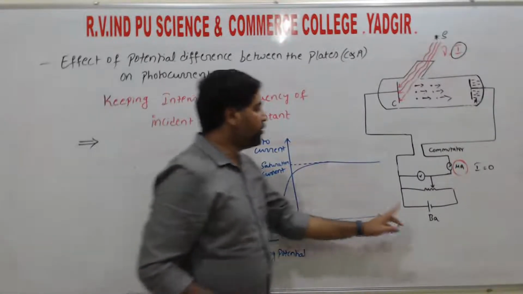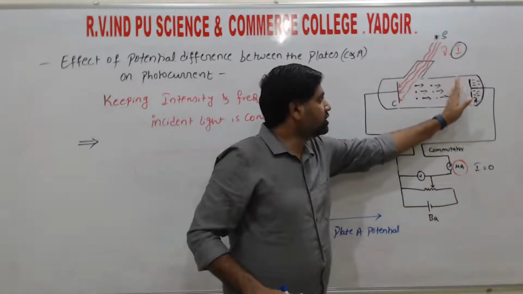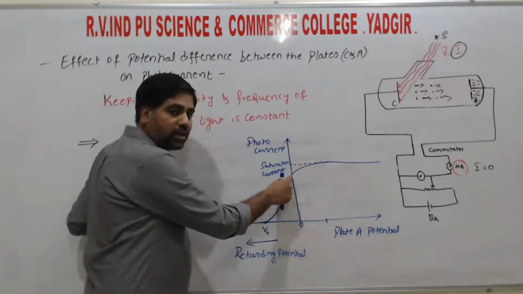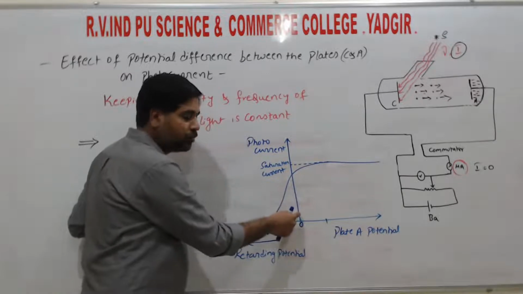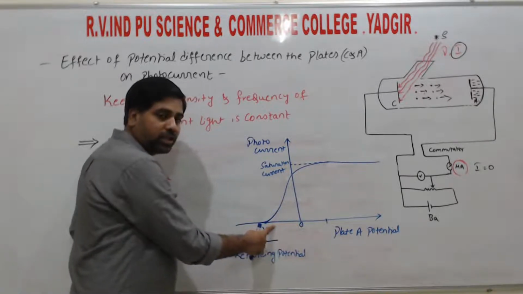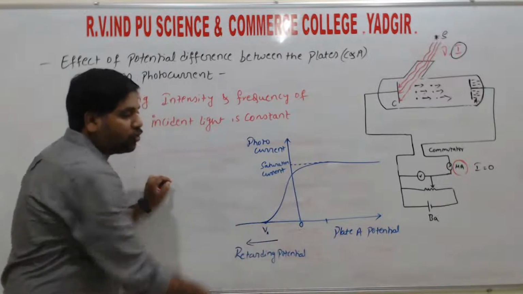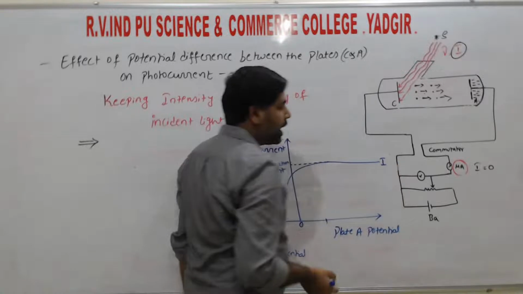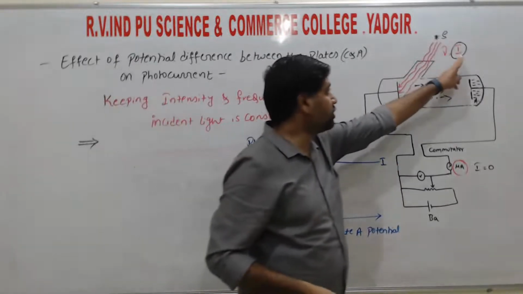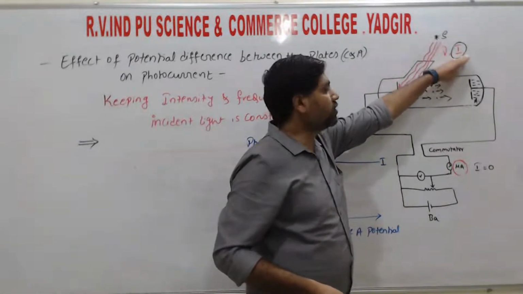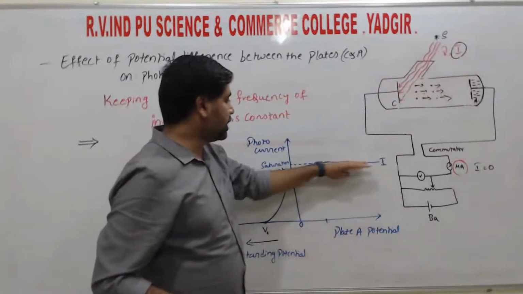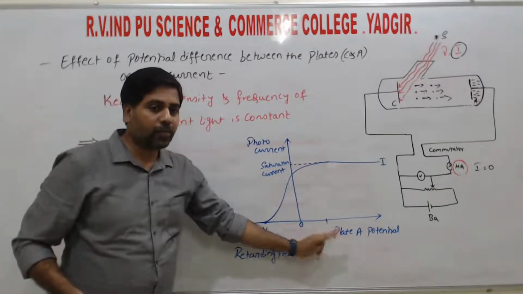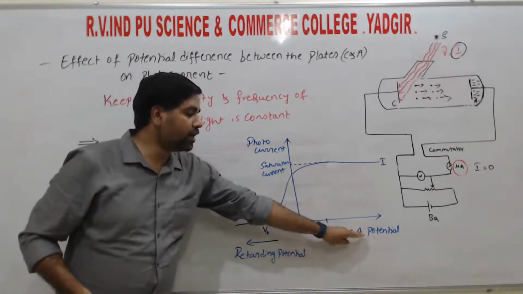When we apply the negative potential, it suddenly stops the flow of electrons. Here we get V naught, that is the 0 value of current, from here only. So this one is the negative potential, and this is for the intensity I. Keeping this intensity, say some intensity I0, we plot the curve for photocurrent against the plate A potential, or collector plate potential.